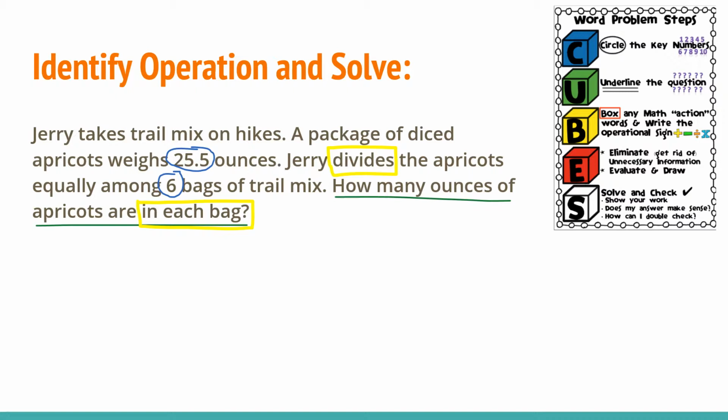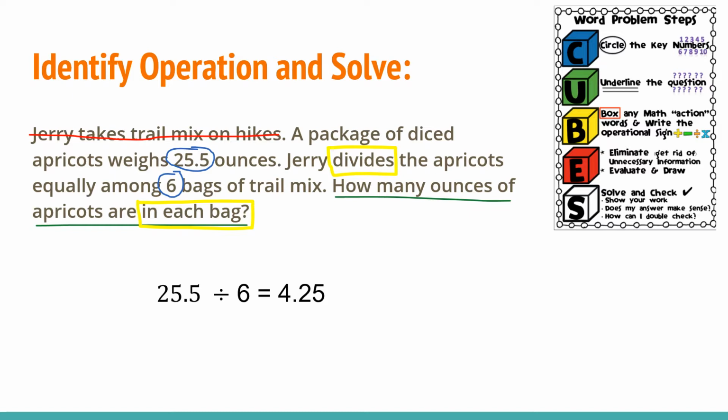I must be dividing. Now, I'm going to go ahead and eliminate this first sentence because knowing that he's going on a hike doesn't really add to my problem. It really doesn't matter what he's doing in this problem to help me figure out the answer. Therefore, I'm going to make my problem a division. I'm going to divide 25.5 divided by 6, and I get 4.25.